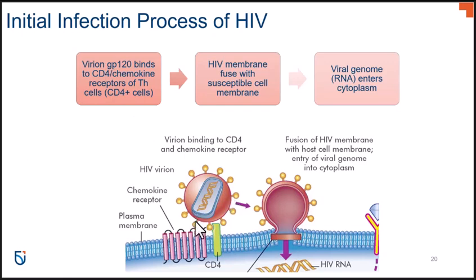GP just stands for glycoprotein. It's also going to bind to a chemokine receptor. This is going to allow the HIV virion to fuse with the plasma membrane of the normal, healthy cell and put its genetic code, the HIV RNA, into the cell. So that's how it infects it, by unloading its genetic code into the cell.